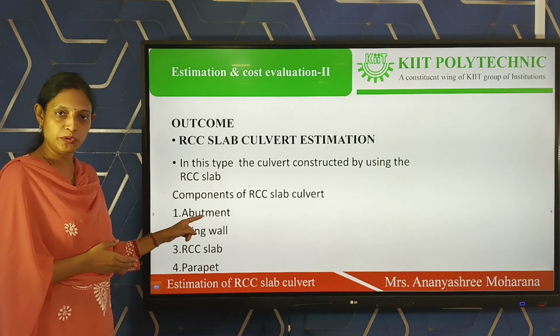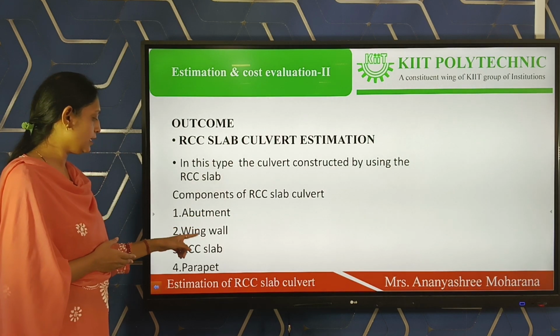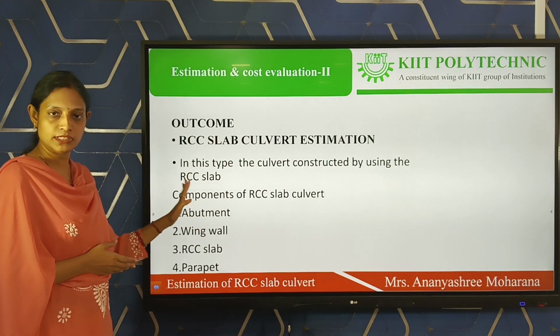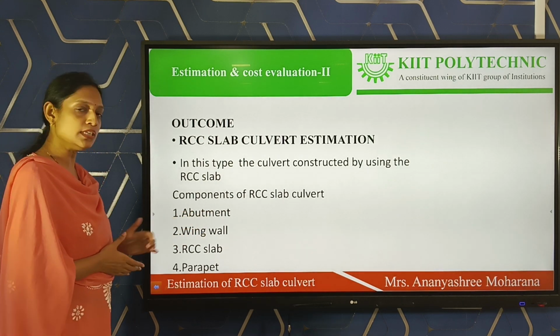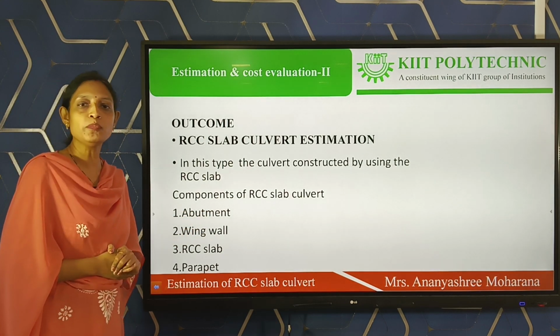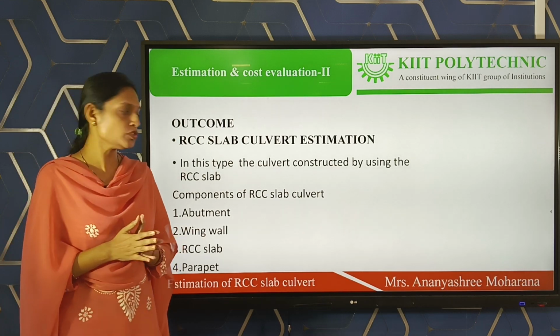These are the components. First component is abutment, then wing wall, then RCC slab, then parapet. These are the main components of the RCC slab culvert. So first one is abutment. What is abutment? Abutment is nothing but the end supports of the culvert.